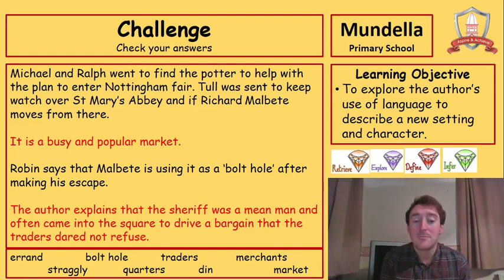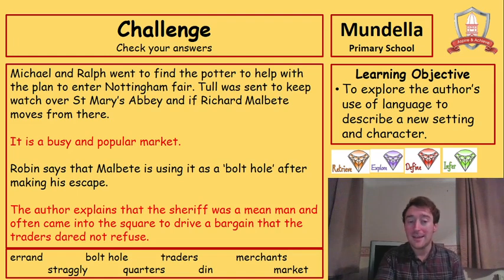Robin says that Malbeat is using that lodging house as a bolt hole after making his escape. So a bolt hole is a place of safety that he's staying in. And finally, because think about it, a bolt hole, it's like putting a lock on the door after you've gone into somewhere so nobody can come after you. That's the way to think of it. And finally, the author explains that the sheriff was a mean man and often came into the square to drive a bargain that the traders dared not refuse. So they wouldn't get value for money if the sheriff came down there, and he would be mean to them as well. So they always kept away from him when they set up their stall for the day.